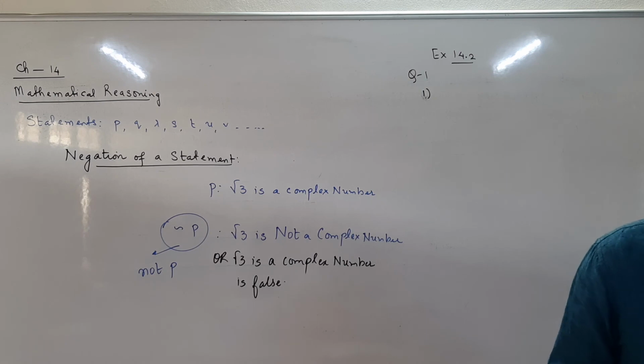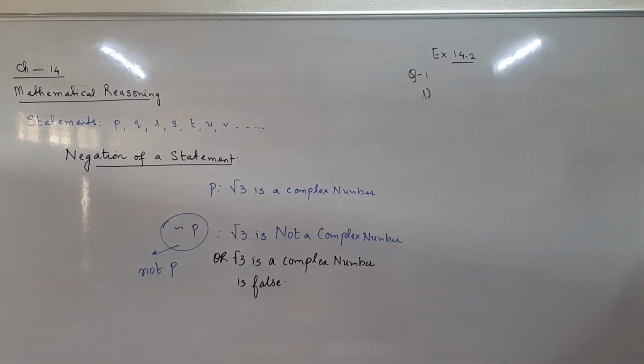All triangles are not equilateral triangles. What is the negation? All triangles are equilateral triangles. All triangles are not equilateral triangles. What is the negation of this? All triangles are equilateral triangles. You have to write answers on your own, students.